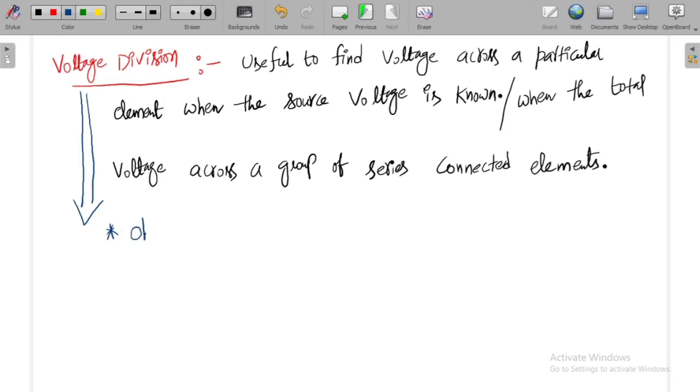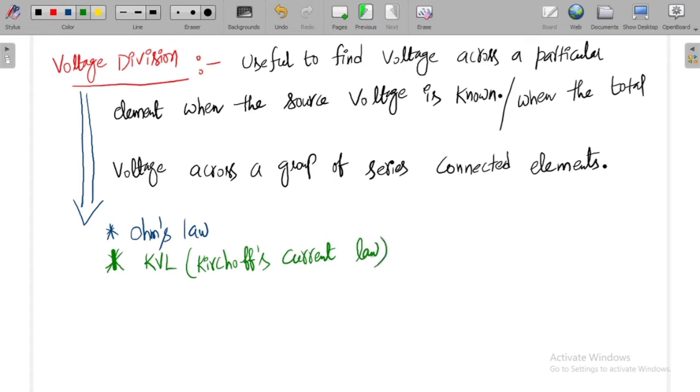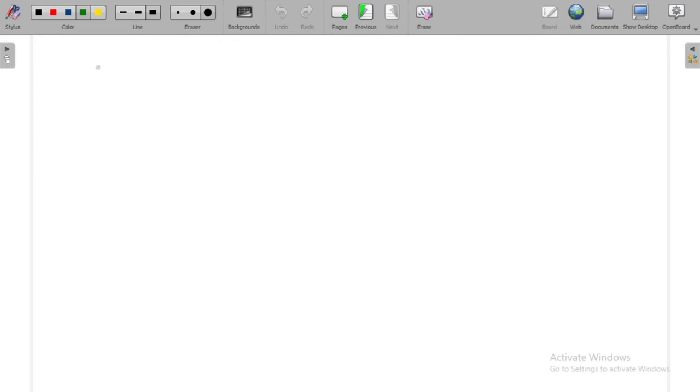Now in order to apply this voltage division, the knowledge of Ohm's law as well as the knowledge of KVL, which is Kirchhoff's voltage law, is required. So these two are the prerequisites in order to apply the voltage division concept in the circuit, right? So Ohm's law and Kirchhoff's voltage law. Let us see how this voltage division rule can be applied to the circuit.